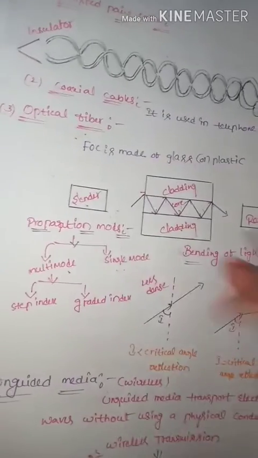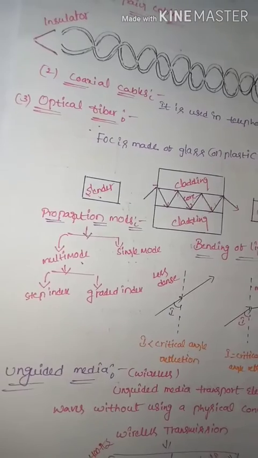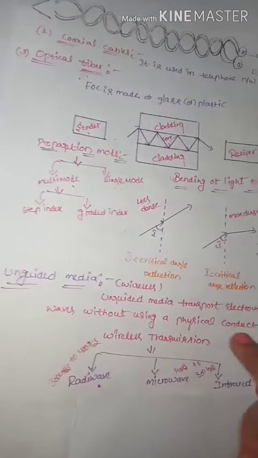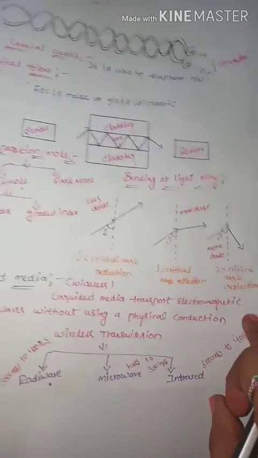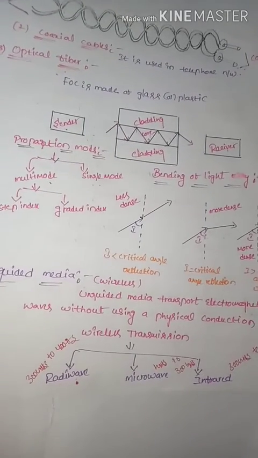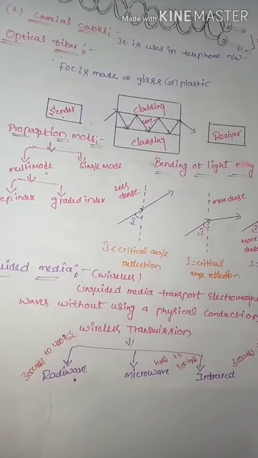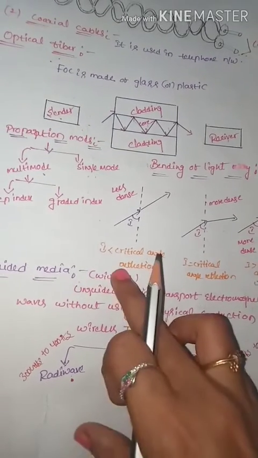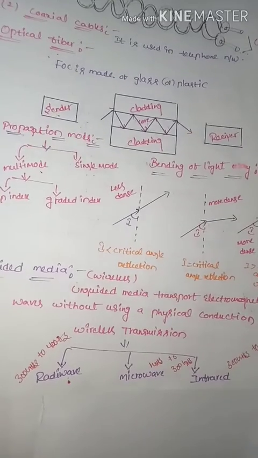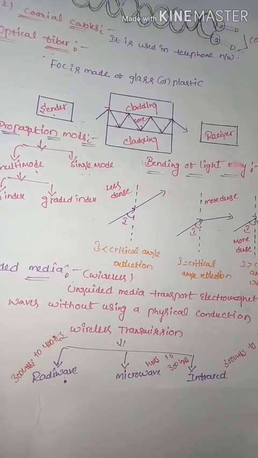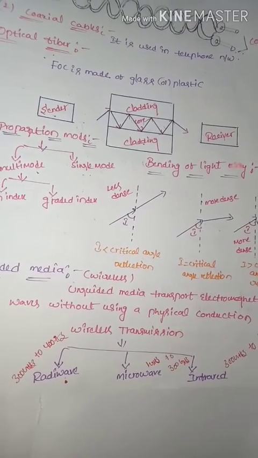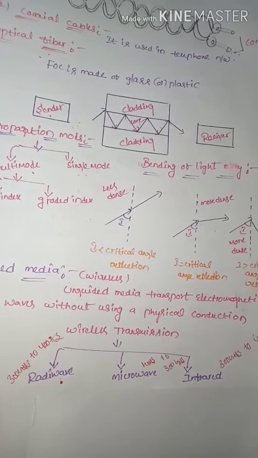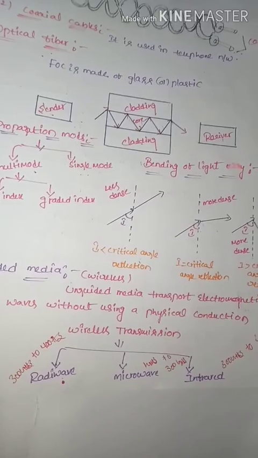Next, coming to the unguided media. The unguided media transport electromagnetic waves without using a physical conductor. This type of communication is often referred to as wireless communication. The unguided signals can travel from source to destination in several ways: ground propagation, sky propagation, and line of sight.